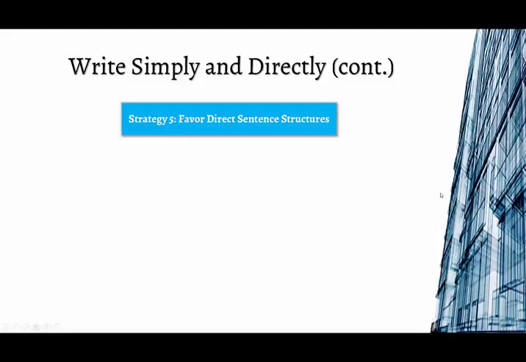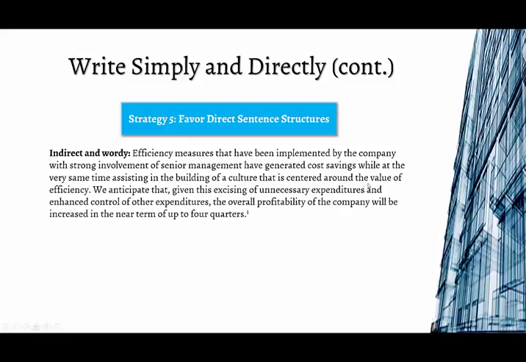Favor direct sentence structures. There's some overlap here, just like there was some overlap in the verb suggestions. In the previous example, we saw a switch to a more direct sentence structure. This example happens to have passive voice. You can use passive voice sometimes, for example, if you want to emphasize the action being done, or if you don't know who did the action, that's okay. But we don't want to use it too much. We don't want to take a roundabout way of getting to the main point if we can just state it directly and simply, in most cases.